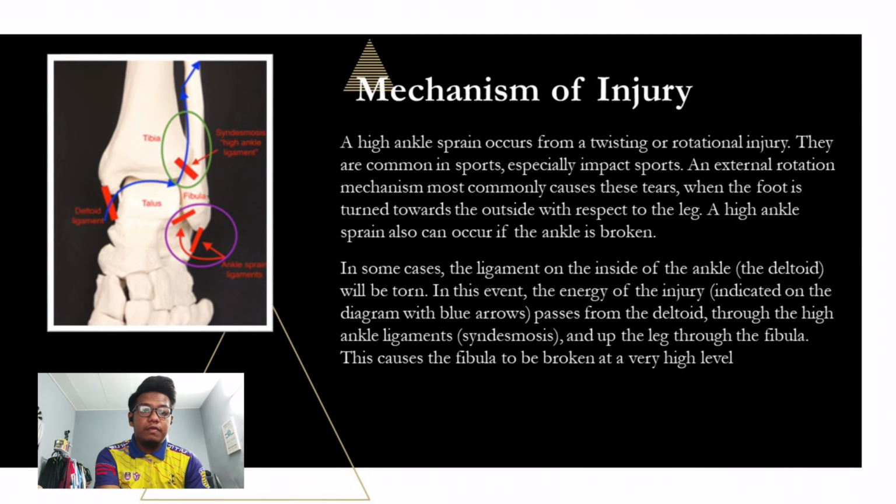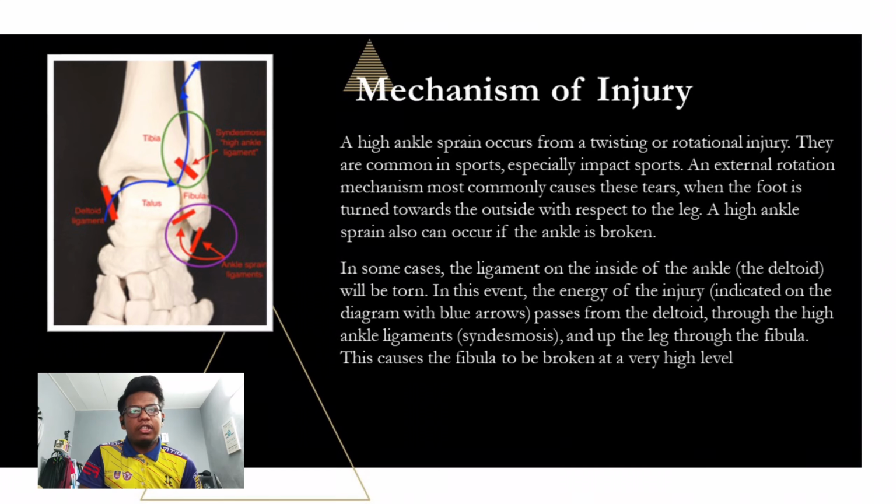So the next one is the mechanism of injury for syndesmotic ankle sprain. A high ankle sprain occurs from a twisting or rotational injury. They are common in sport, especially impact sports such as rugby or American football.